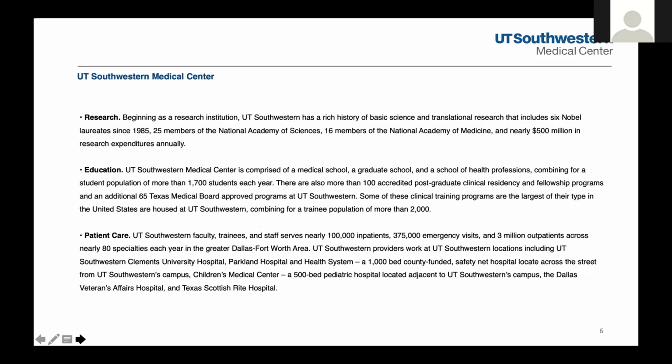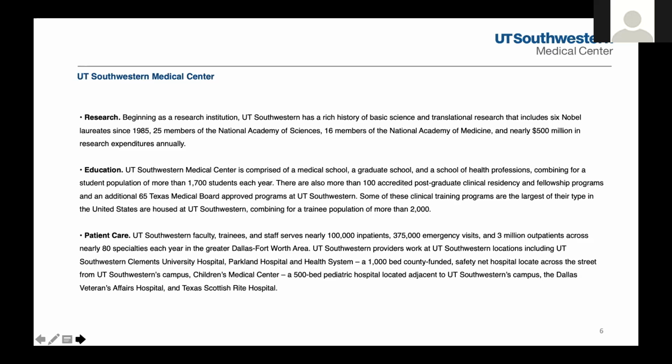The things that UT Southwestern does, similar to what you've heard from the other folks, are research, education, and patient care. It began as a research institution, had lots of research success, and really that's one of the things UT Southwestern is most known for regionally, nationally, and internationally. 6 Nobel laureates since 1985, 25 National Academy of Science members, 16 National Academy of Medicine members, and about $500 million in research expenditures annually.